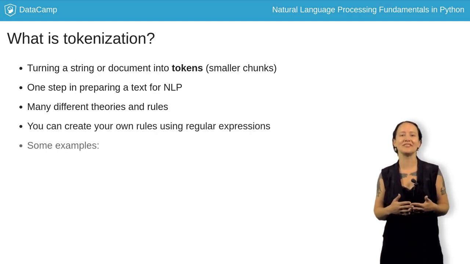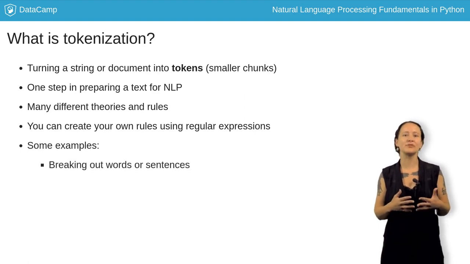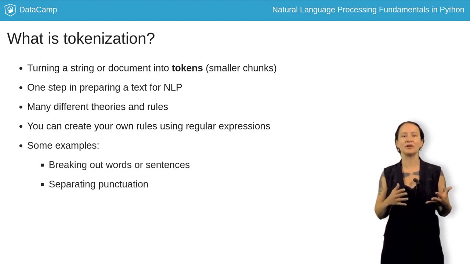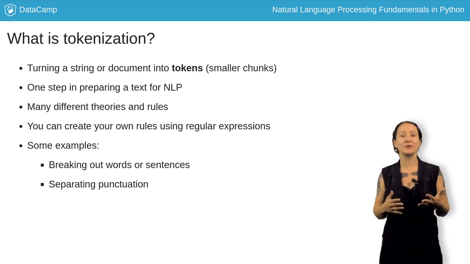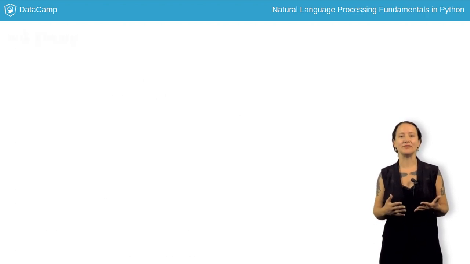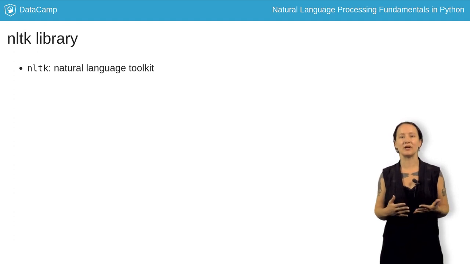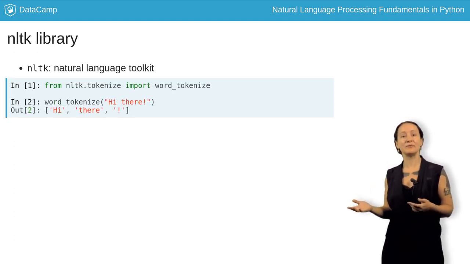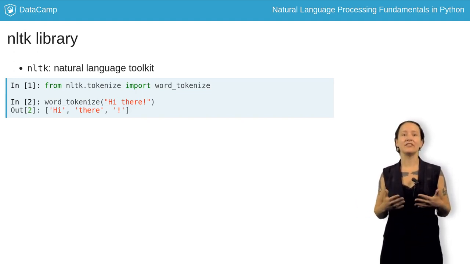But normally, tokenization will do things like break out words or sentences, often separate punctuation, or you can even just tokenize parts of a string, like separating all hashtags in a tweet. One library that's commonly used for simple tokenization is NLTK, the Natural Language Toolkit library. Here is a short example of using the word tokenize method to break down a string into tokens. We can see from the result that words are separated and punctuation are individual tokens as well.